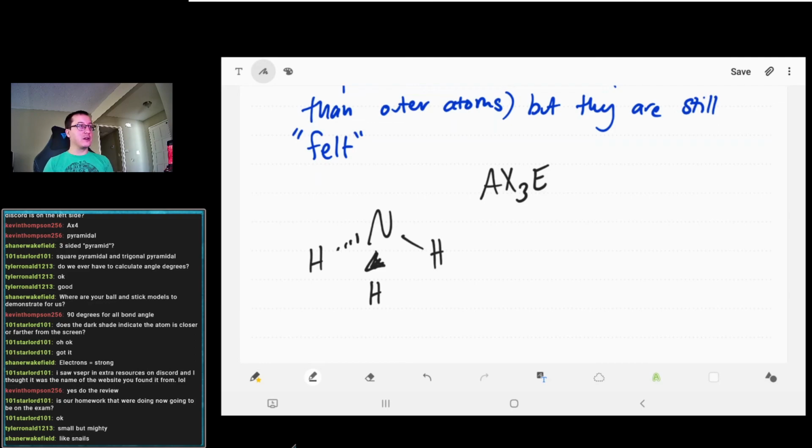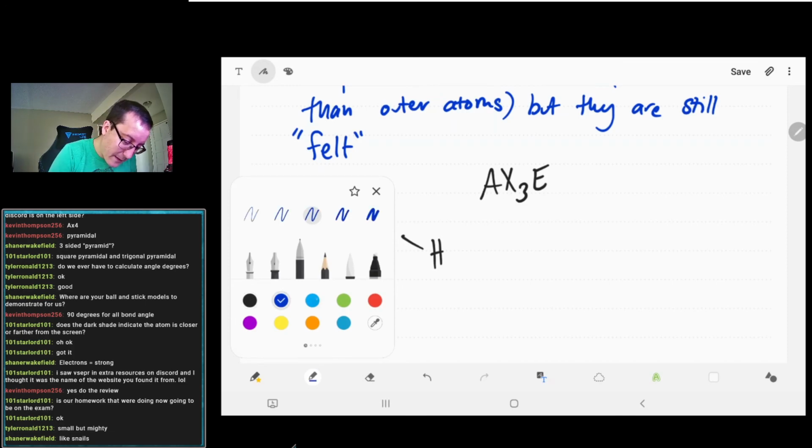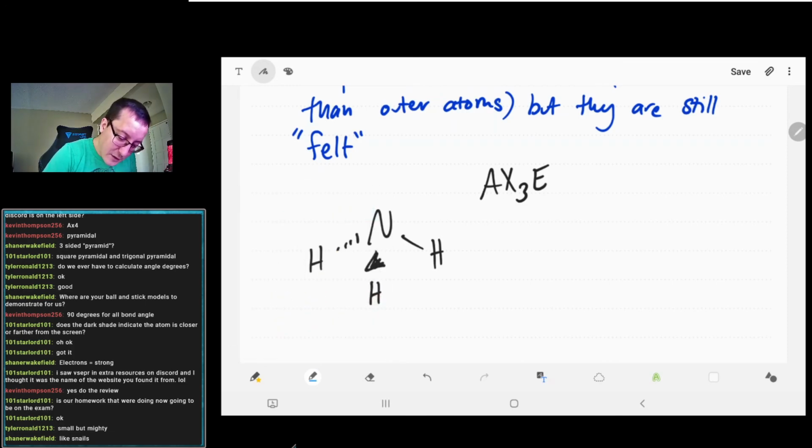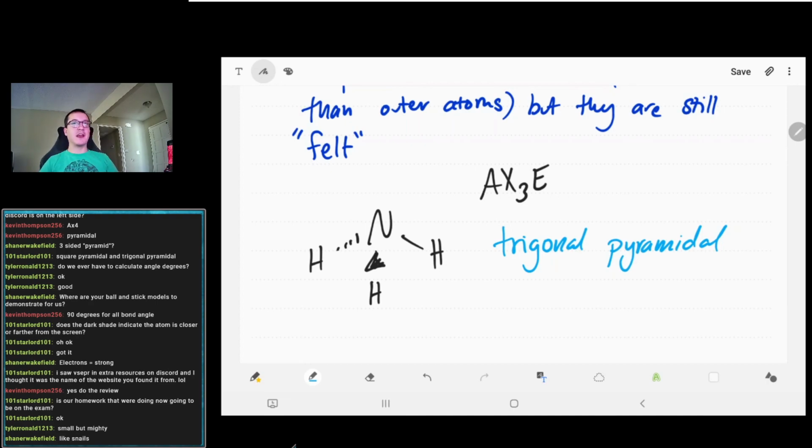And so if we look at this, we have a nitrogen in the middle, and we have 3 hydrogens that are pointing down a little bit. And we're going to see that this shape is going to be called trigonal pyramidal. So this is a single pyramid that is triangular, as it were.